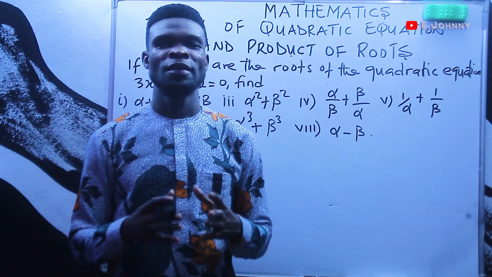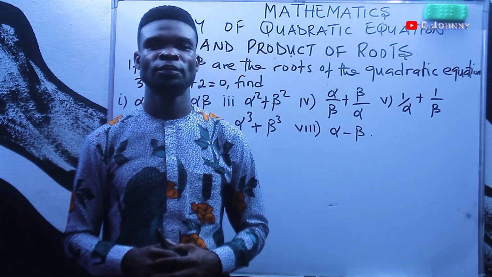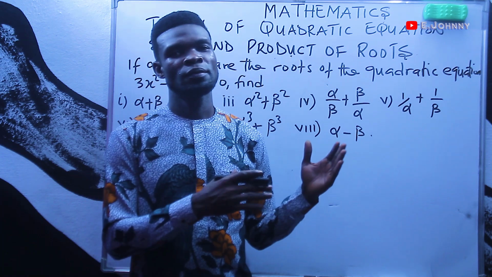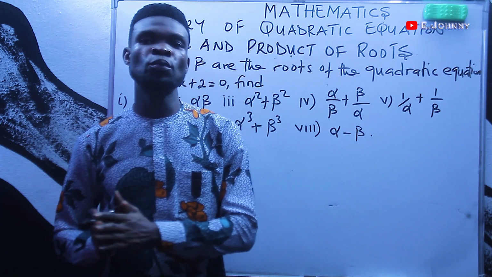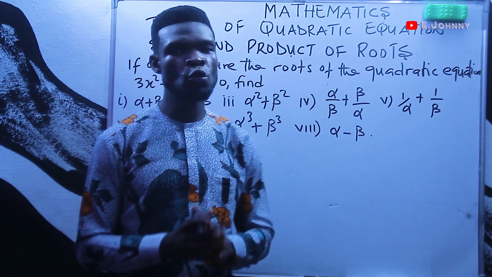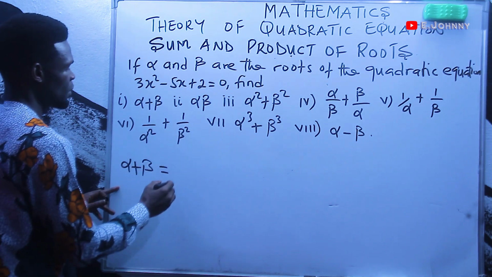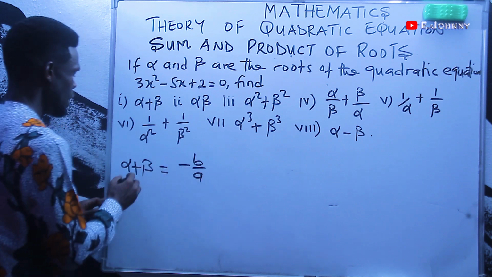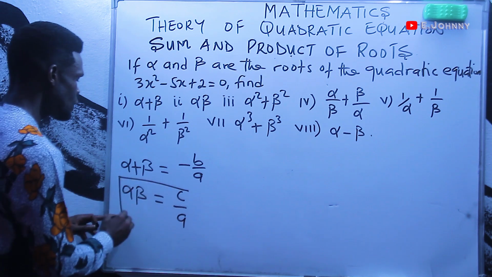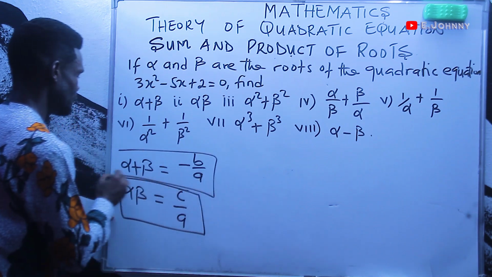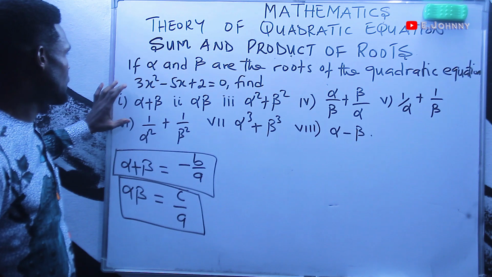Welcome back. And don't forget, we are still on the concept of quadratic equation. Now, we've looked at a lot of things under quadratic, and right now we are still looking at sum and product of roots. And I have told you that the sum of roots, alpha plus beta, is always equal to minus b over a, and the product of roots, alpha beta, is equal to c over a. So you must take note of this, as it will help us in solving problems of this nature.